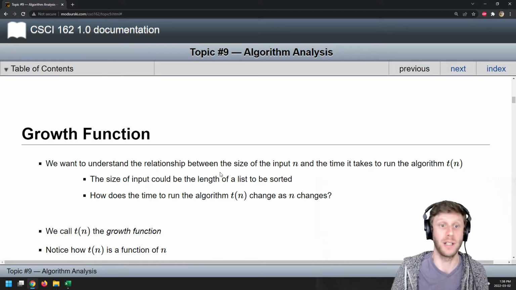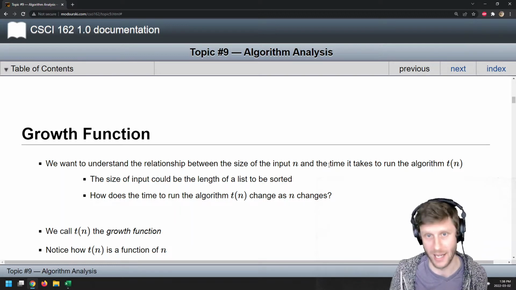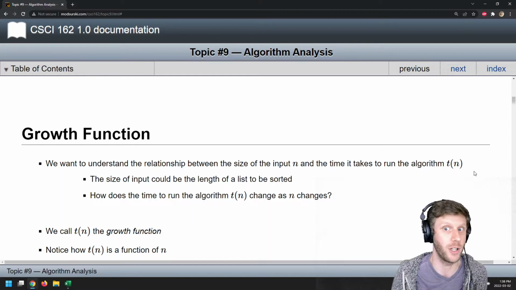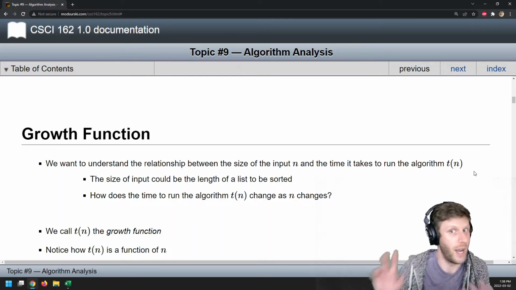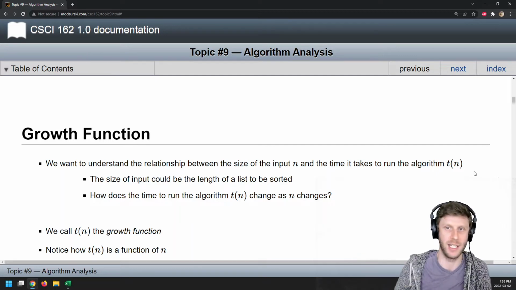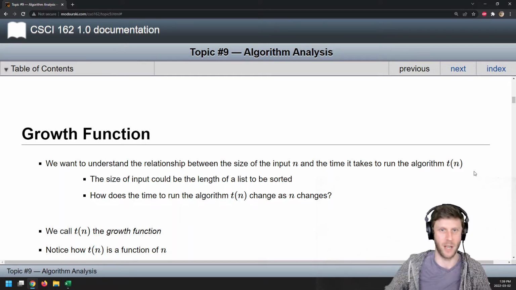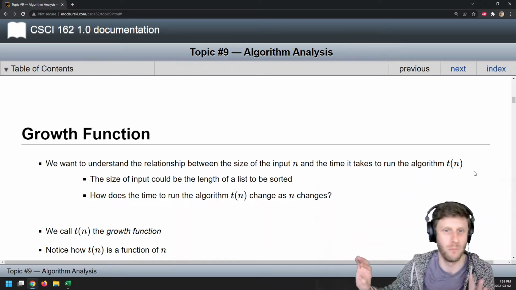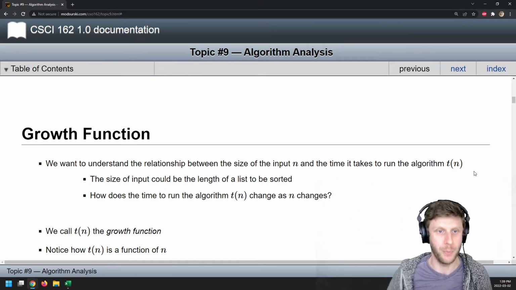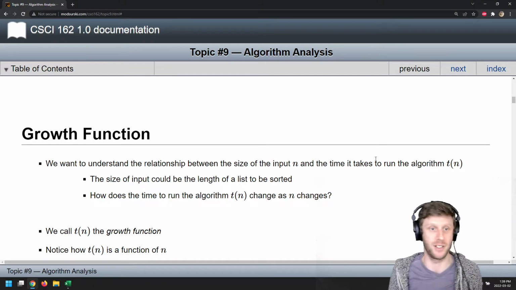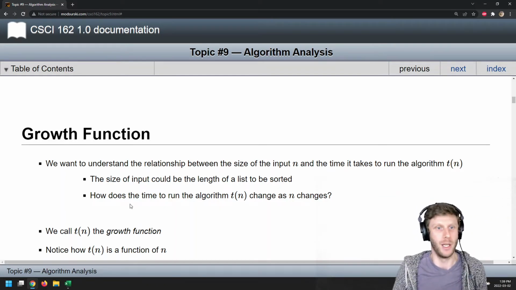Okay, we want to understand the relationship between size of the input n and the time it takes to run the algorithm, t of n. So we have some function, t of n, that if I know this function and I plug in, well, I have the input size of 1,000, it's going to tell me the amount of time, the computation, the result is some value. So the size of the input could be the length of the list sorted, for example. And how does the time to run the algorithm, t of n, change as n changes?